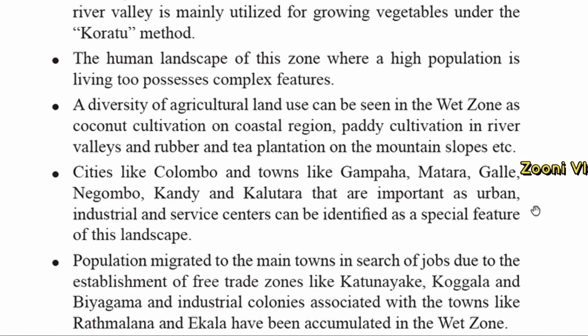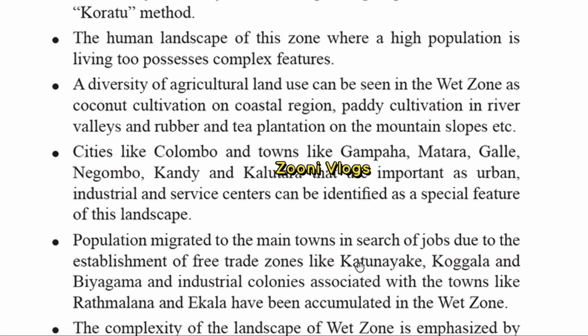Population migrated to the main towns in search of jobs due to the establishment of free trade zones like Katunayaka, Koggala and Biyagama, and industrial colonies associated with the towns like Ratmalana and Ekala have been accumulated in the wet zone. Surely they will ask these things for your term test paper, so you have to keep these things in mind.